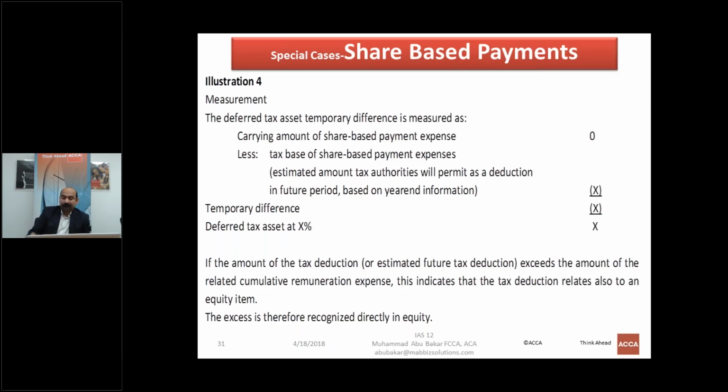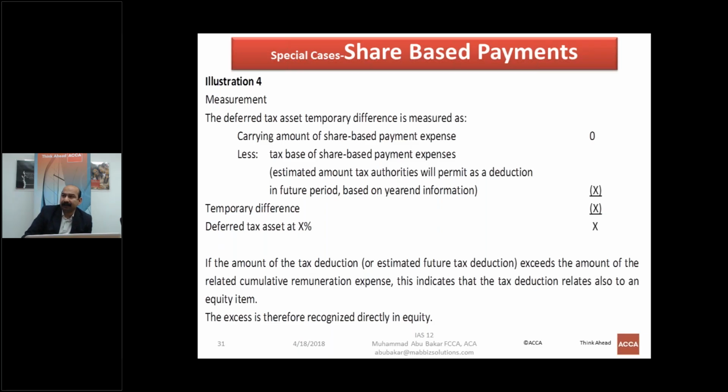So this is a small format which you can use while calculating the deferred tax asset of share-based payment. Carrying amount of the share-based payment expense is 0. Tax base you can estimate as per the principle which I just discussed. If the amount of the tax deduction, as I said earlier, exceeds the amount of the related cumulative remuneration expense, this indicates that the tax deduction relates also to an equity item. The excess is therefore recognized directly in equity. Okay.